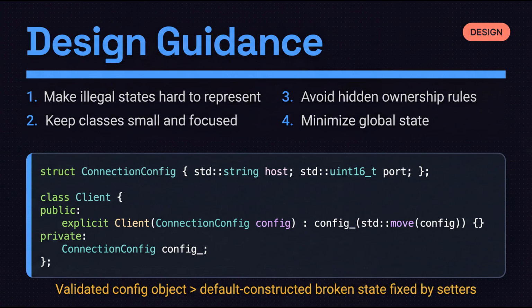Third, avoid hidden ownership rules. If a function takes a raw pointer, is the caller responsible for the memory or the callee? Use smart pointers and value types to make this unambiguous. Fourth, minimize global state. Globals create invisible dependencies between unrelated parts of the code.